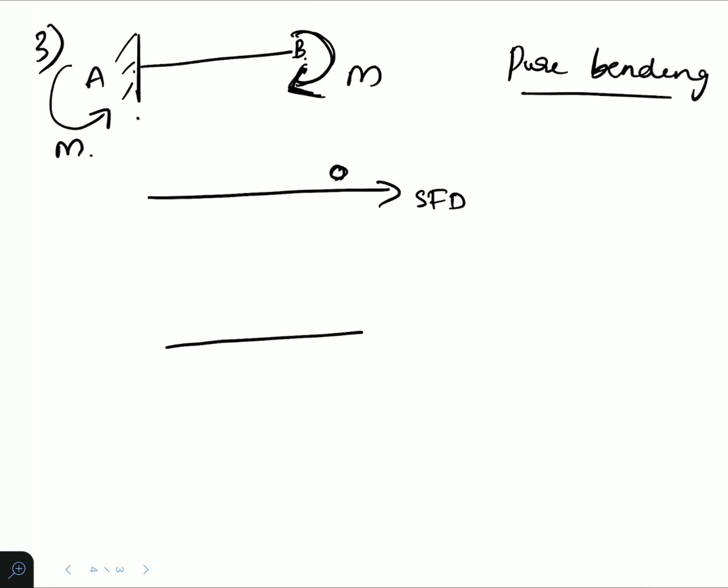Actually, in real structures, it's very difficult to find pure bending, because in all the members self-weight will be acting. Self-weight acting means that there is always a transverse force. And if there's a transverse force, then shear force will always be there. So pure bending is not possible in real structures.